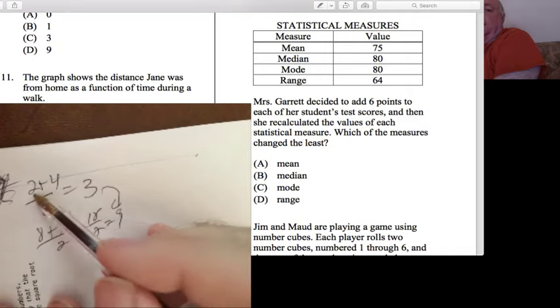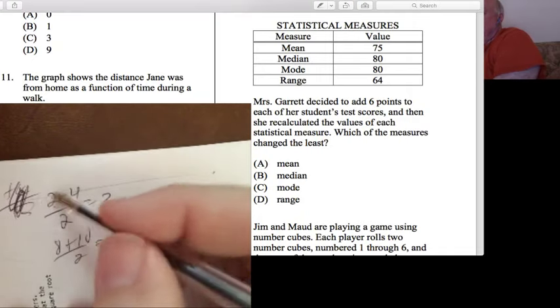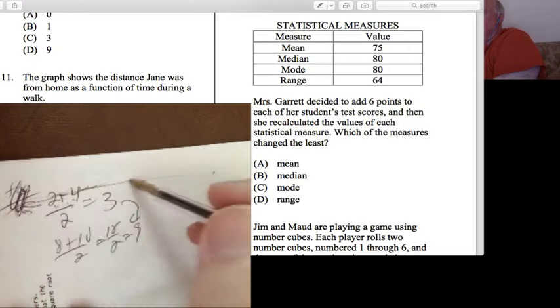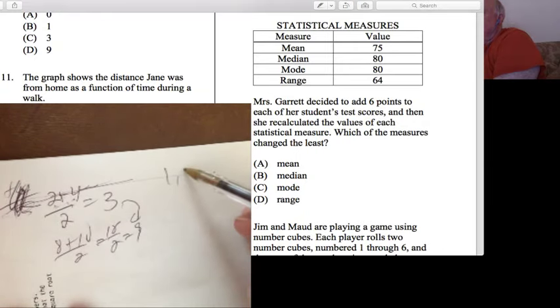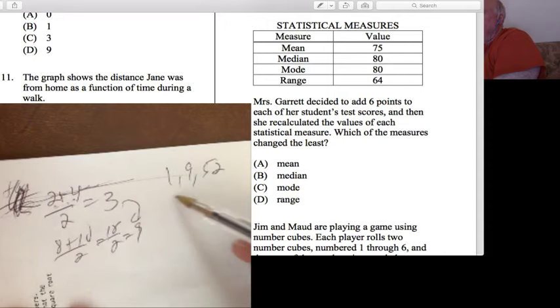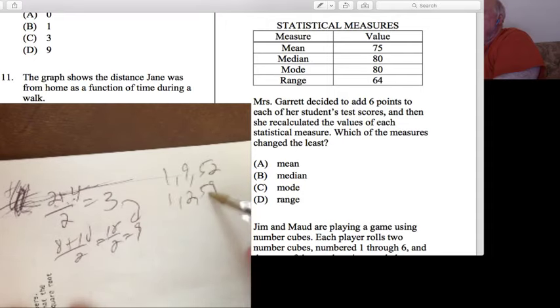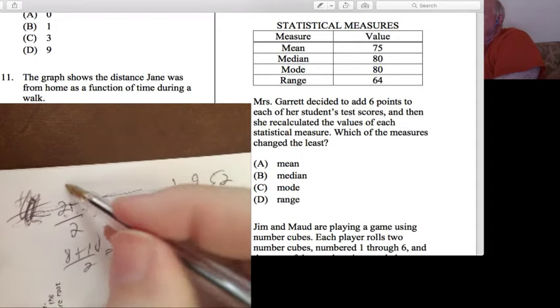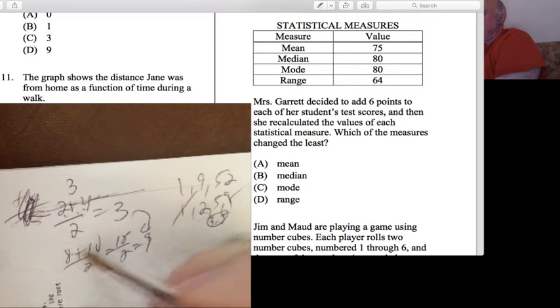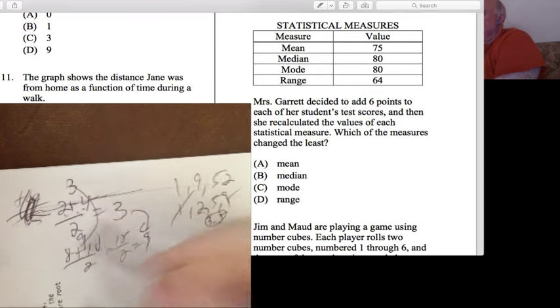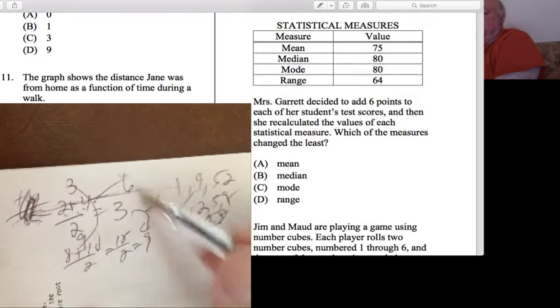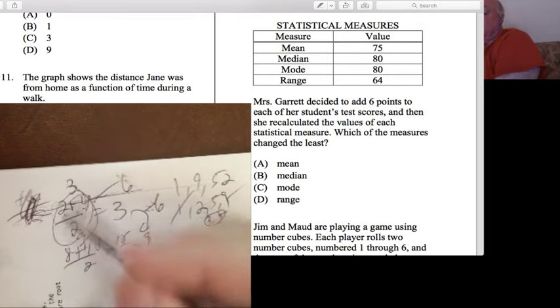Okay, the median. Where there are only 2 numbers, you put the list in order first, right? So for a list like 1, 9, 5, 2, you put it in order to get 1, 2, 5, 9. You cross off the ends, you're left with these 2, and then you get the average of those. So the median here is 3. When we added 6, the median is 9. So that also went up by 6. So these went up by the same number. This is with the count of 2, not with 20.